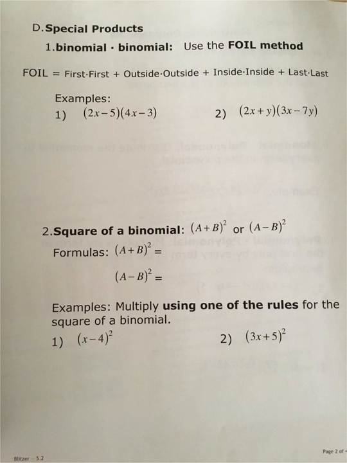Two binomials. So a binomial times a binomial. Here's what the method says, right there in your notes. It says the first times the first. So you end up with what when you multiply that? Good, 8x squared. And then it says the outside and the outside. So the 2x and the negative 3. What do you get there? Minus 6x.